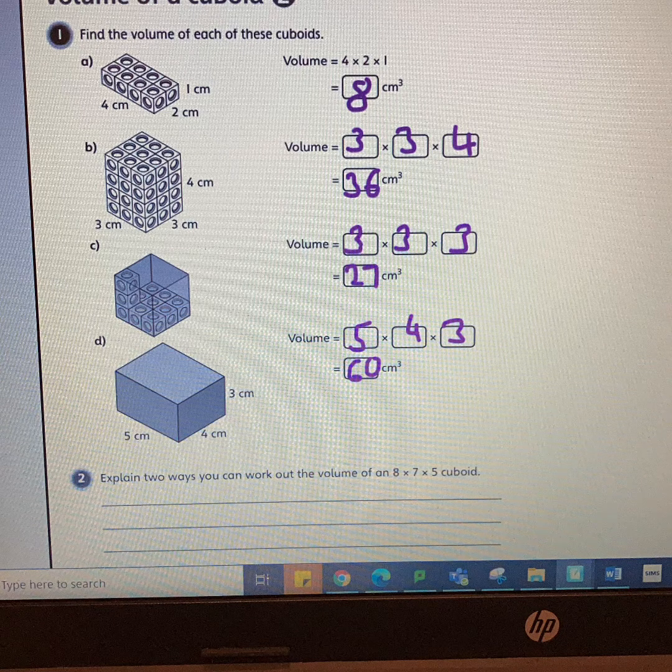Right, for 2 then, there's several ways you could have worked this out. So you could work out 8 times 7 and then times it by 5. You could do 8 times 5 and then times it by 7. Or you could do 7 times 5 and then times it by 8. So you can multiply these 3 numbers in any order. It does not matter. You would still get the same answer. Give yourself a tick if you got all those right.